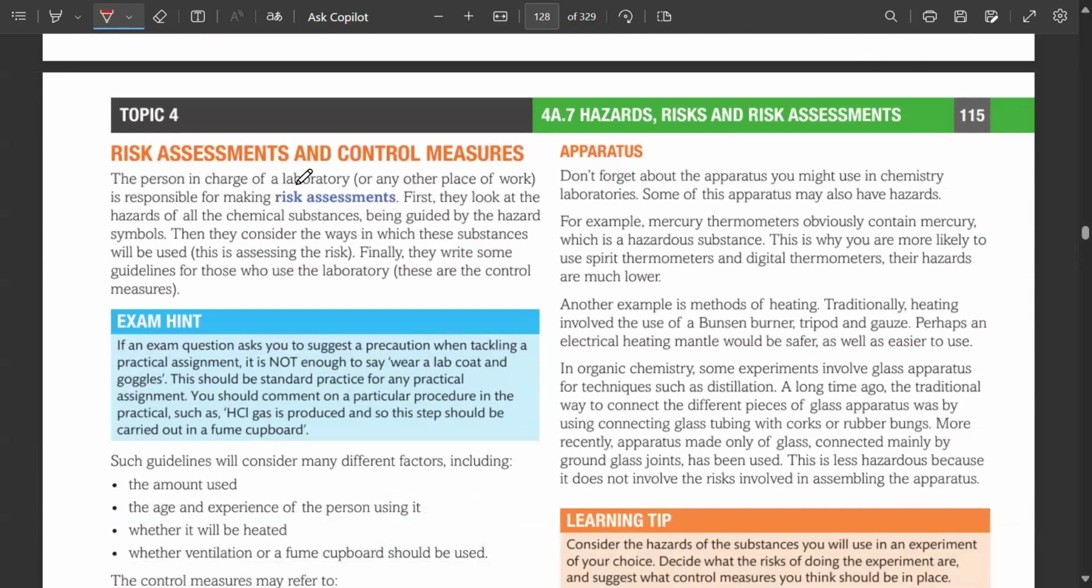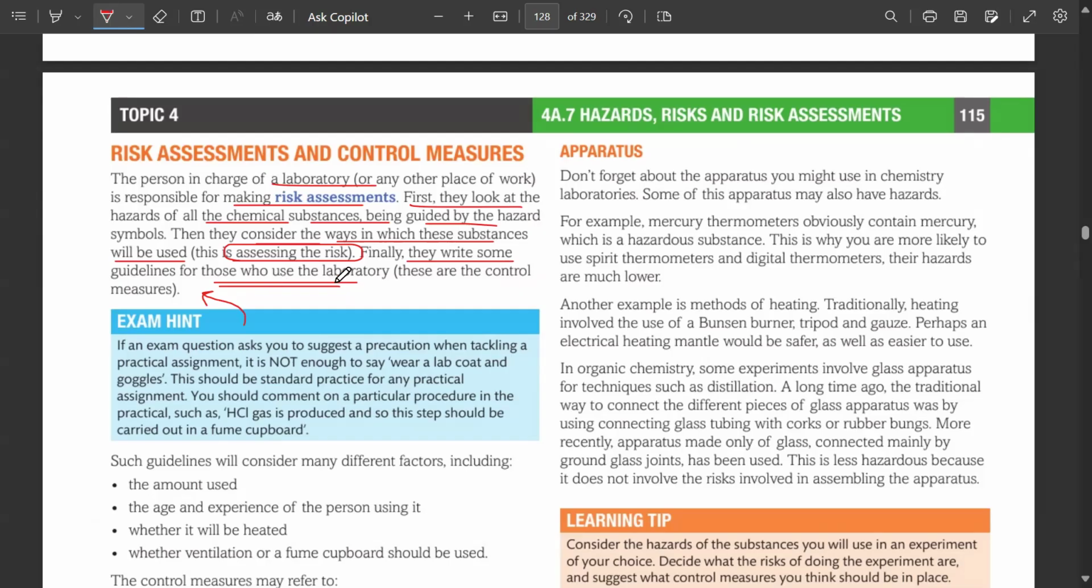The person in charge of the laboratory or any other place of work is responsible for making risk assessments. First, they look at the hazards of all the chemical substances being guided by the hazard symbols, and then they consider the ways in which these substances will be used. This is known as assessing the risk. And finally, they write down some guidelines for those who use the laboratory. We call these the control measures, जिनको हम guidelines कहते हैं, standard operating procedures.